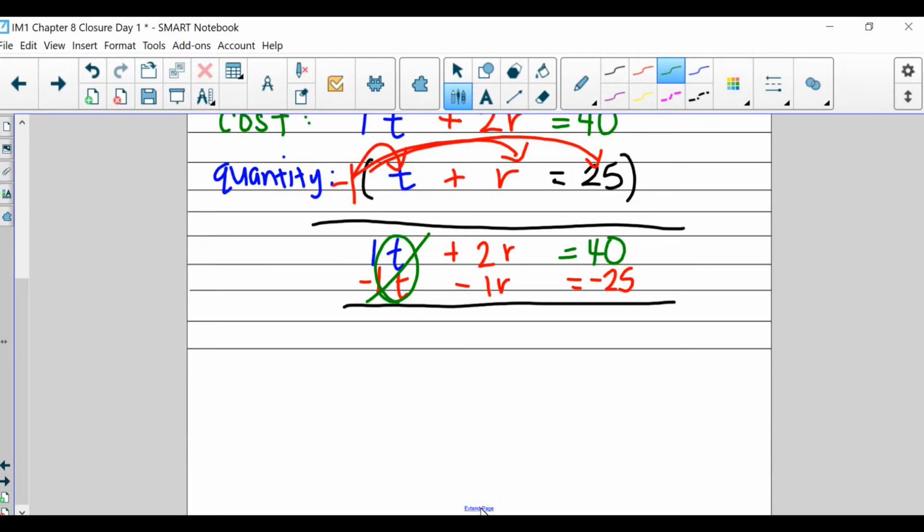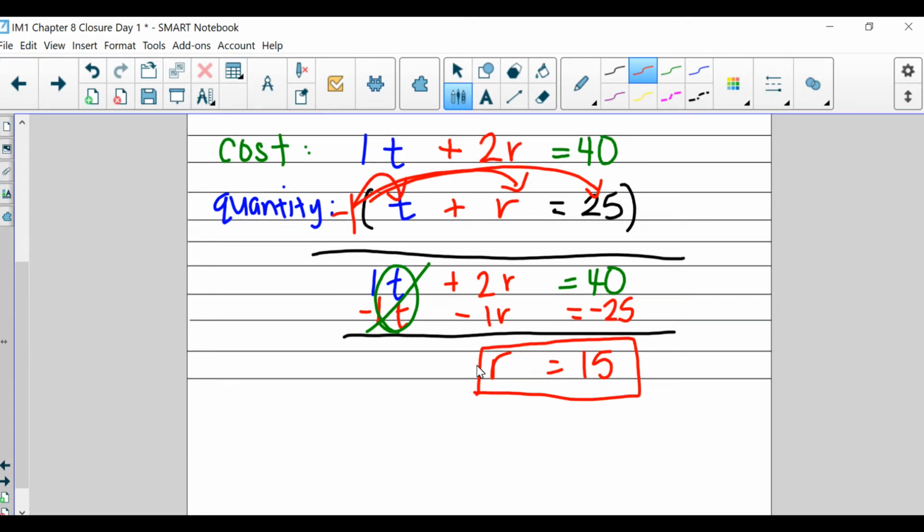Alrighty, then drawing that line, circling our zero pair, this goes by. Then we've got 2r minus r, which is just r. And we know 40 minus 25 is going to be 15. Alright, so that means we know that Miss Bishop bought 15 roses.